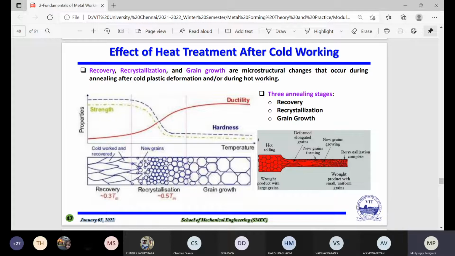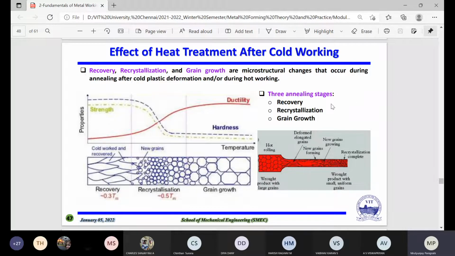Right, so today we will discuss the effect of heat treatment after cold working. These are the mechanisms. I think we are not going so deeply, but you have to understand a little. We understood the effect of temperature: cold working, hot working, warm working. But here we want to discuss the mechanism a little more deeply. Whenever we talk about heat treatment, you are removing the internal stresses.